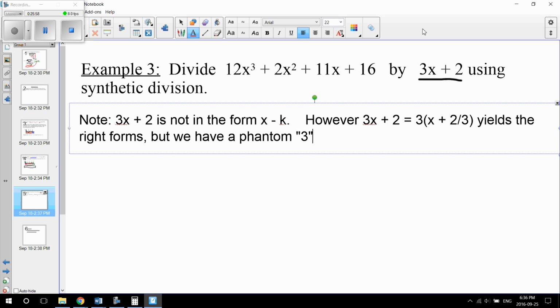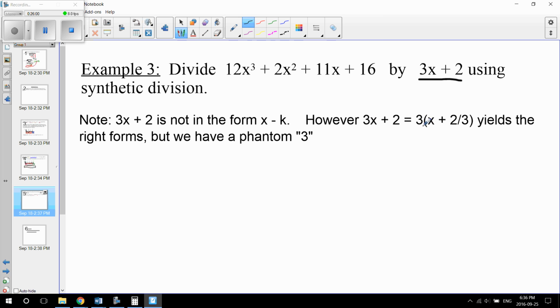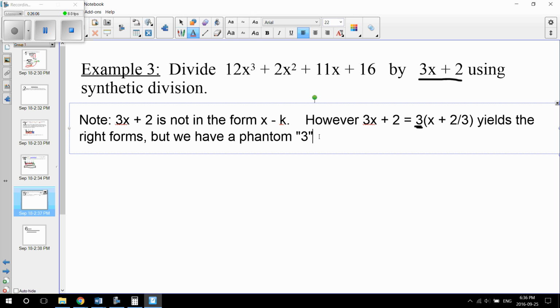And that's the 3 that's outside of these brackets here that we factored out. So we have to remember that we factored out that 3 and deal with it when we're writing our final answer. But first, we're going to proceed with our synthetic division and deal with that phantom 3 at the end.